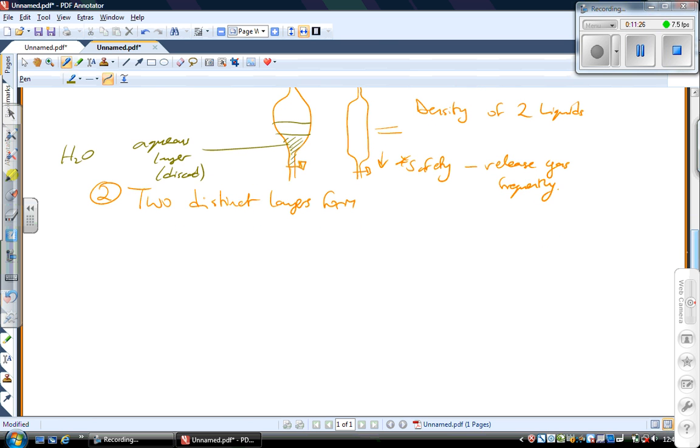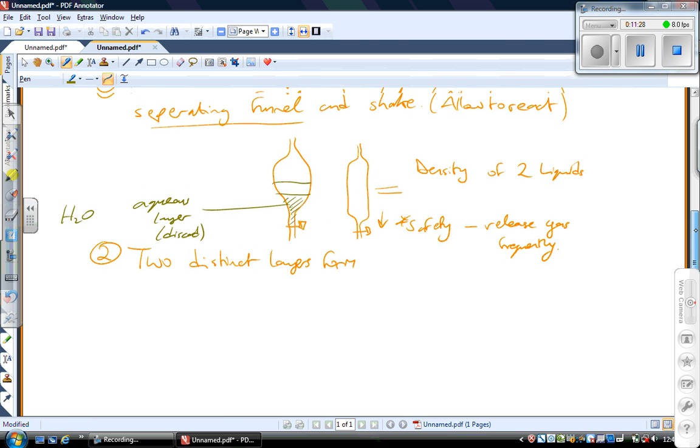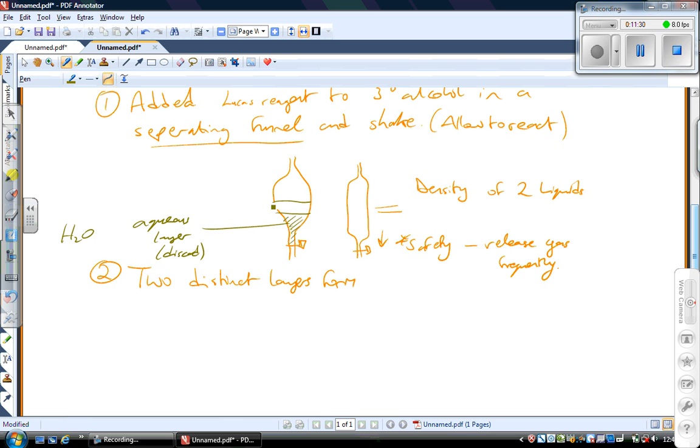So two distinct layers form, the H2O layer or the aqueous layer down the bottom, which you discard, and then you should have a cloudy haloalkane layer, which is less dense, and that's at the top. Generally referred to as being non-polar. So you have a non-polar layer on the top, and you have a polar layer on the bottom. So this is the separation that occurs in the separating funnel. So two distinct layers form over time.